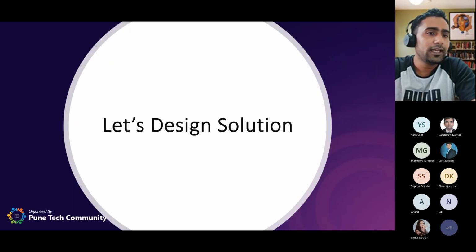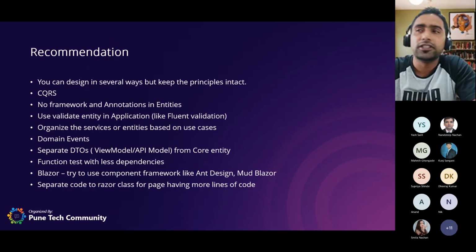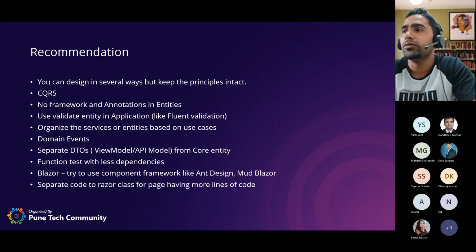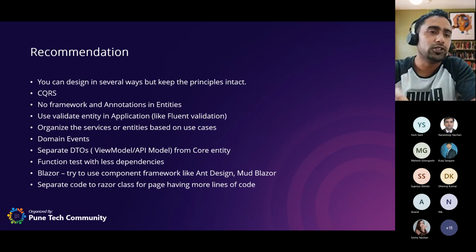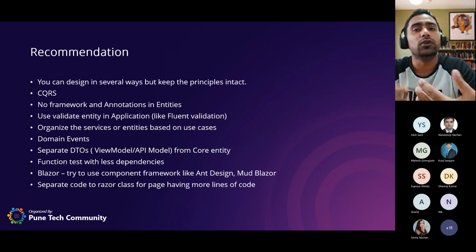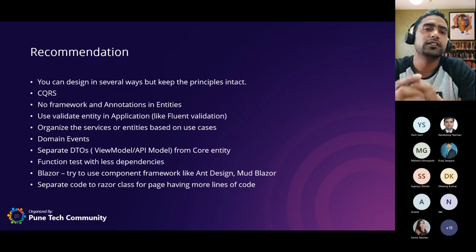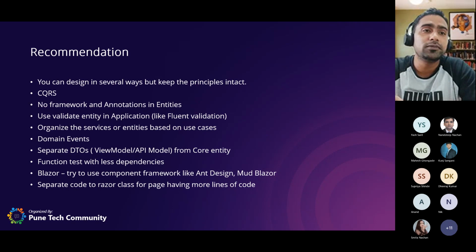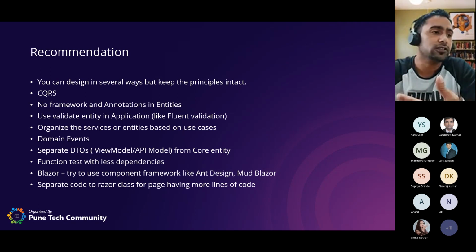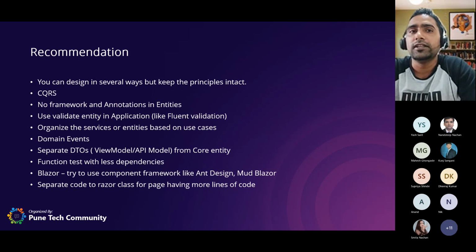Now I'll be adding some recommendations that, within this short period of time, I could not capture in this application. This is one way of designing the solution, but it is not necessarily the only way. Designing clean architecture, you can follow different ways. You can organize your classes and libraries in different ways, but we need to make sure the core principles are the same: your core application is independent of the front end, the infrastructure, and external services.